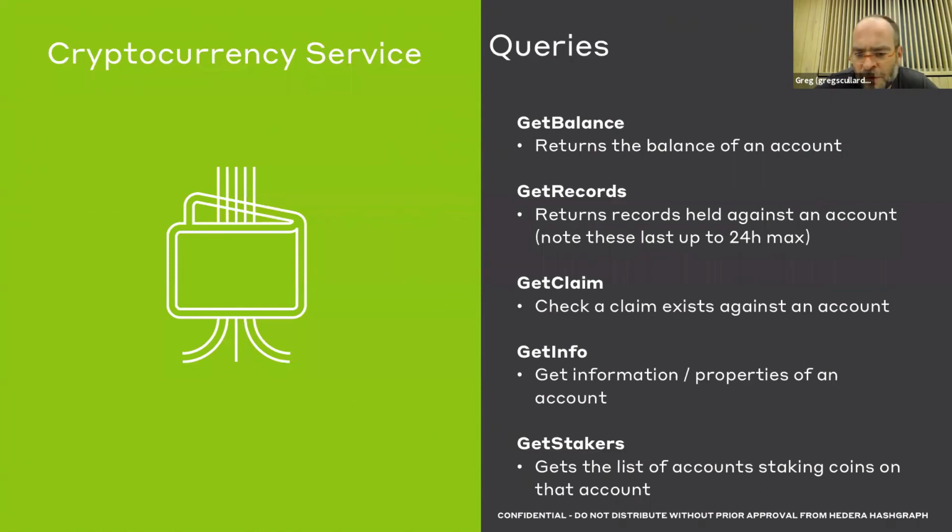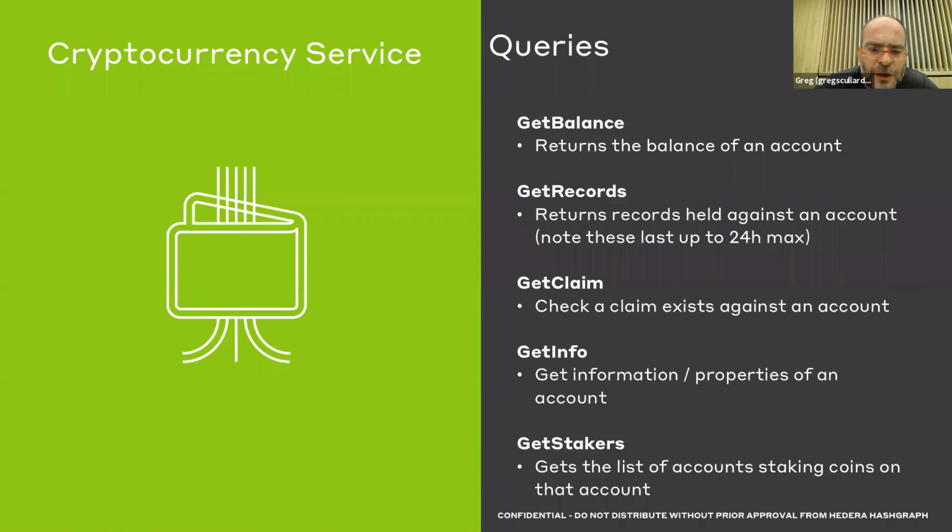Although this may be one of those queries where you want to do a get cost first, because if there are 10,000 accounts staking to one given account, the response will be fairly large, and presumably that query may be fairly expensive, relatively speaking.